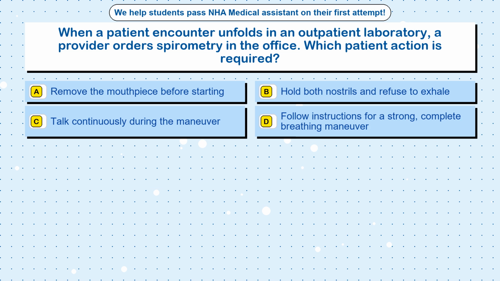Question 1. When a patient encounter unfolds in an outpatient laboratory, a provider orders spirometry in the office. Which patient action is required? Option A. Remove the mouthpiece before starting. Option B. Hold both nostrils and refuse to exhale. Option C. Talk continuously during the maneuver. Option D. Follow instructions for a strong, complete breathing maneuver.